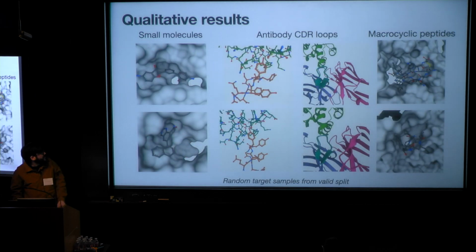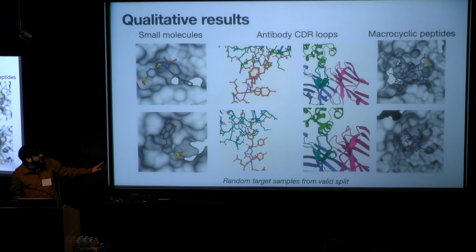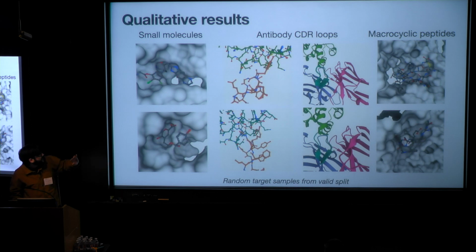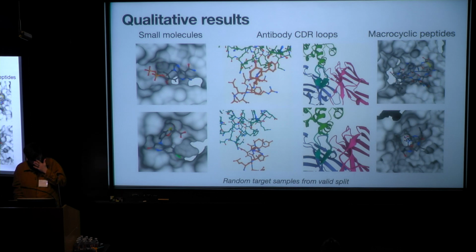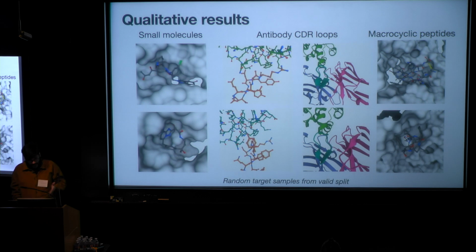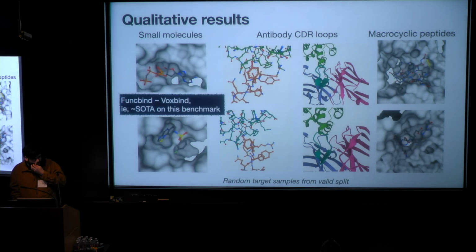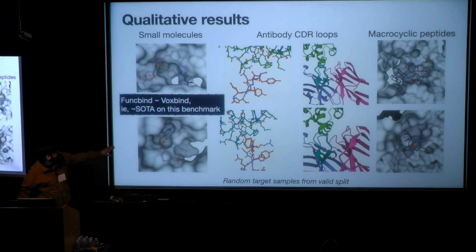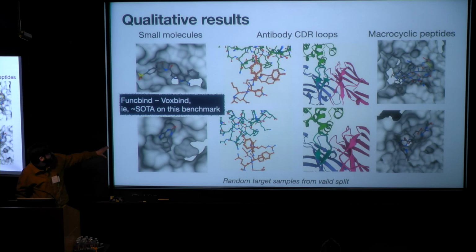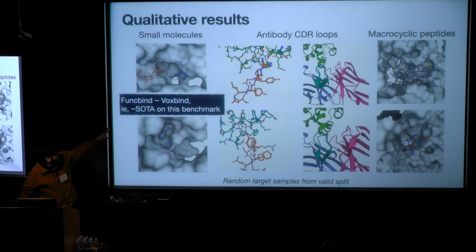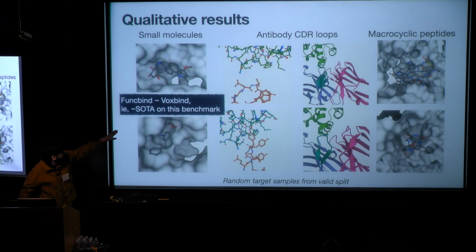These are just some quantitative results. The model is working on all of those modalities. We didn't do a lot of benchmarking with public models yet. That's what we're currently doing now. On small molecules, we have already benchmarked because we already have all the code base and everything. So this new model, which we're calling FuncBind, has similar performance to VoxBind, which is around the state of the art on this public benchmark.